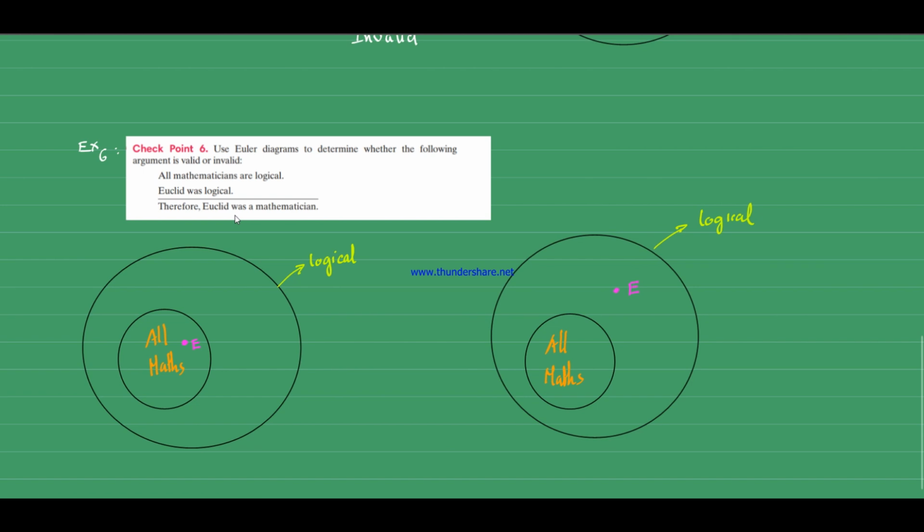Over here they say Euclid was a mathematician. It might be, but it might not be. Because over here Euclid is not a mathematician, but is still logical. So this argument is not always true. It's true here, but we can draw another Euler diagram that contradicts the conclusion. So this is not true, and that's why this is invalid.